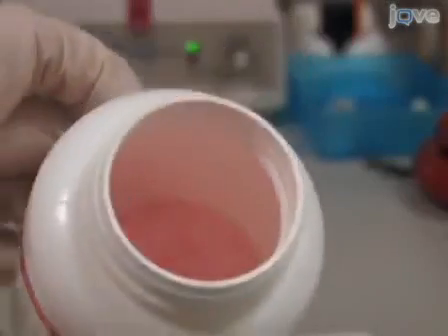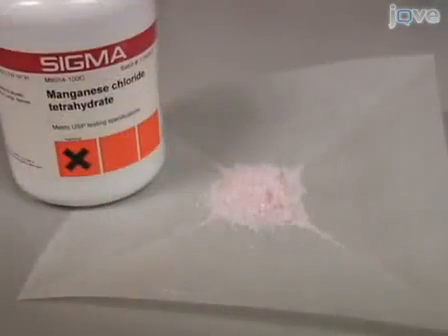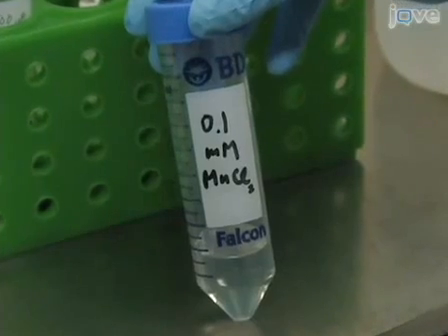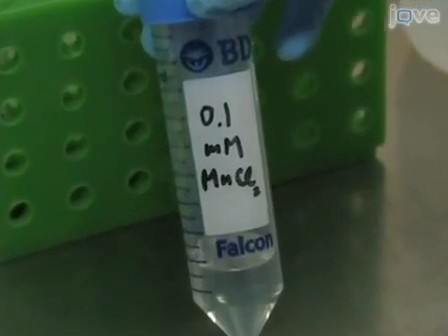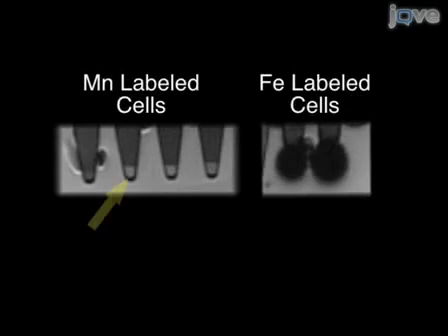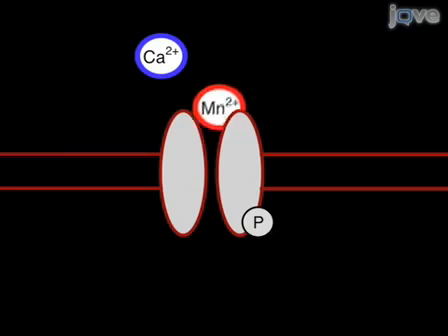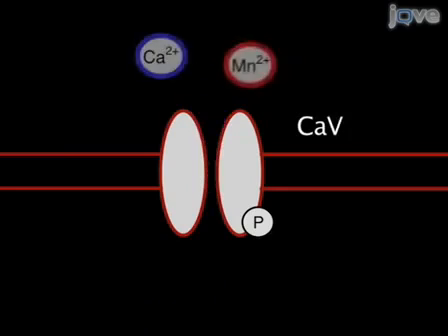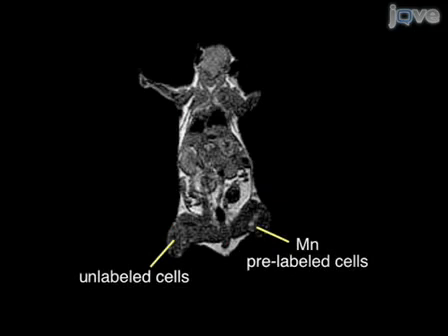This video will demonstrate that manganese chloride is an effective alternative contrast agent. Labeling with manganese chloride offers several advantages over iron oxide labeling. For example, manganese gives a positive signal, whereas a negative signal is produced by iron particles. In addition, manganese ion is known to enter cells via voltage-gated calcium channels, so its appearance in MRI indicates viable, biologically active cells.